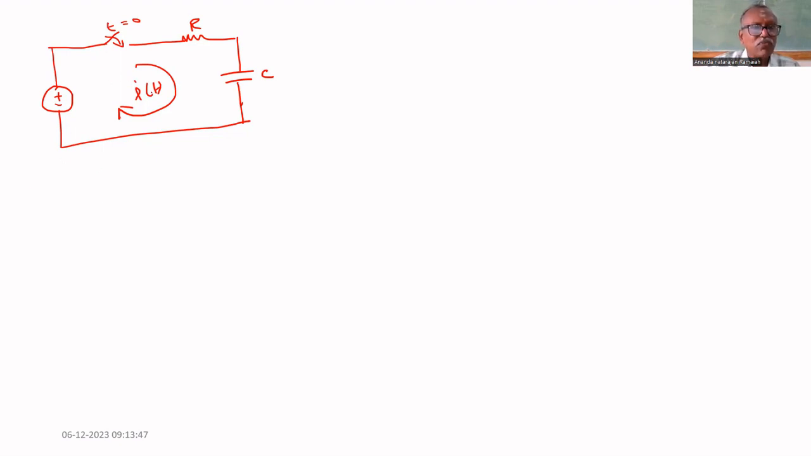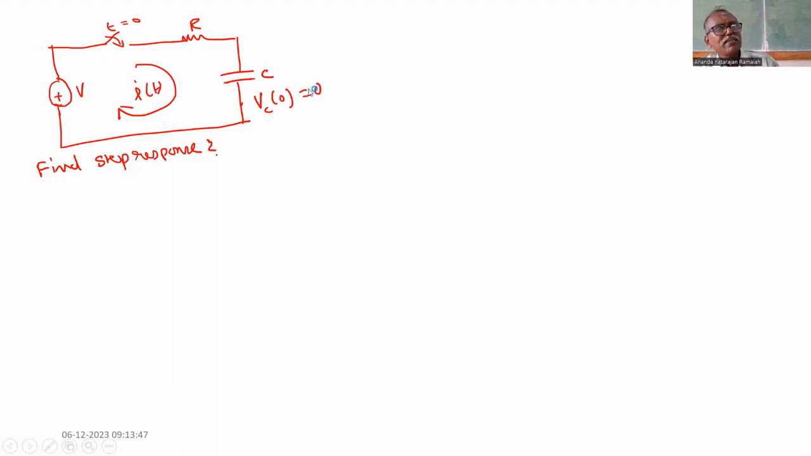First, we have to find the expression for I of t. Find step response, or find the transient response when t equal to 0. Both are correct. It is given that Vc of 0 equal to 0. Initial voltage across the capacitor is 0. Now we have to write KVL. Write KVL for the circuit.